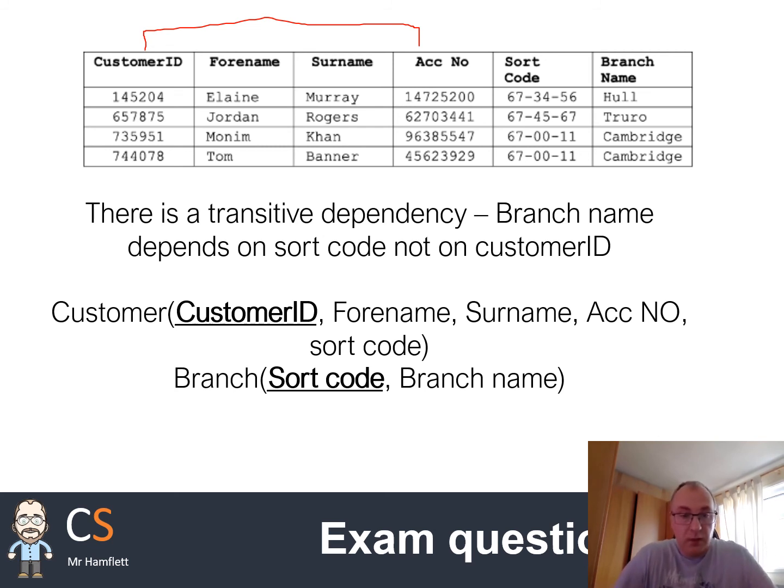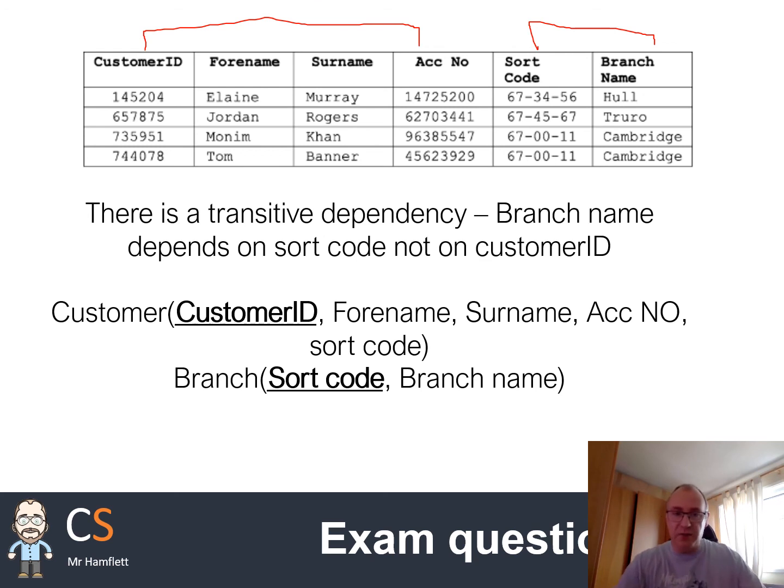so customer has customer ID, full name, surname, account number, and I'll come back to why it's got sort code in a moment. Hopefully it's fairly obvious. Branch is going to have just these two guys, okay, branch name and sort code, with the primary key being sort code because it's going to be the most obvious choice there. Now remember, we need to link these together using a foreign key.